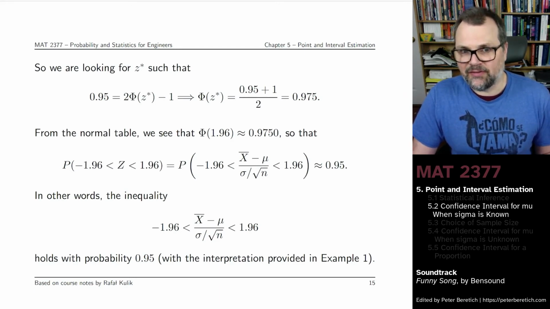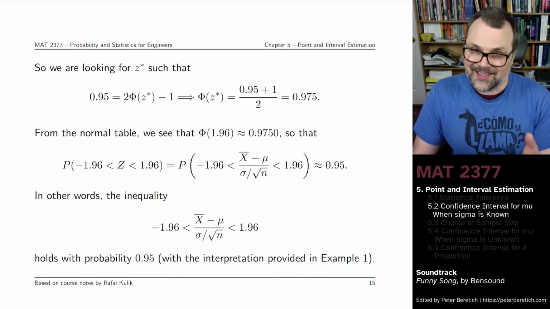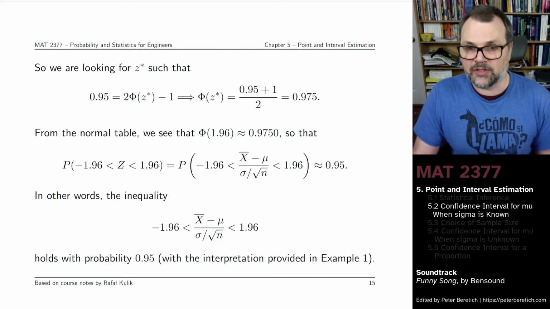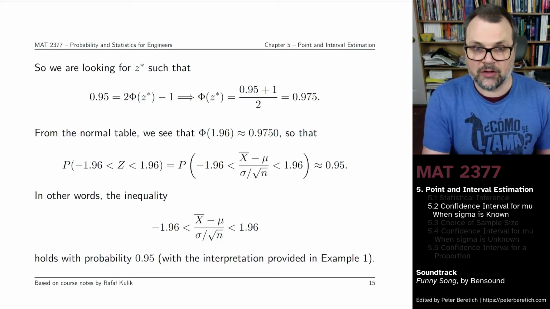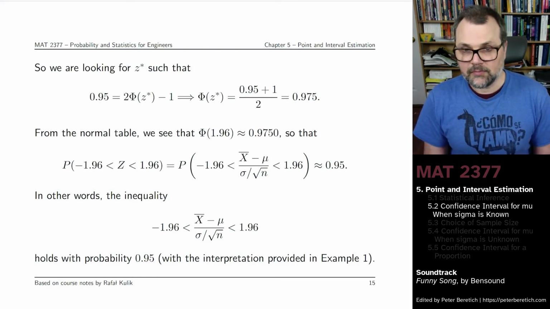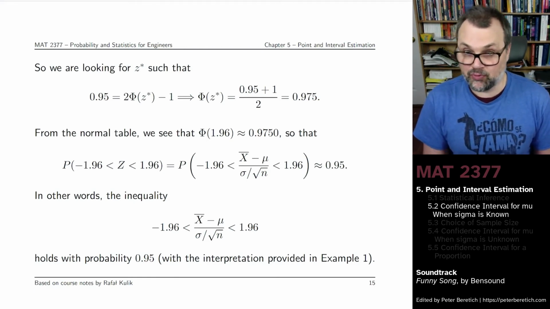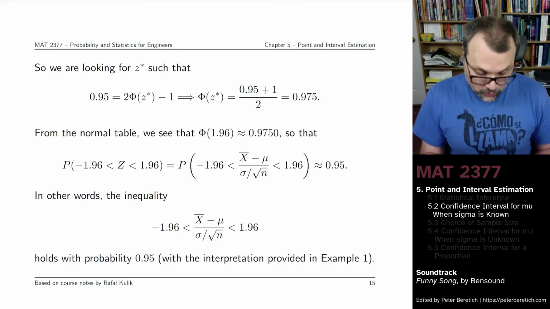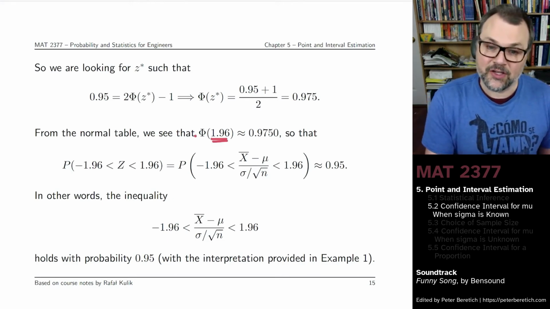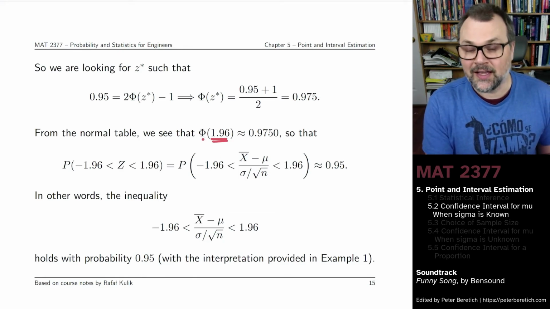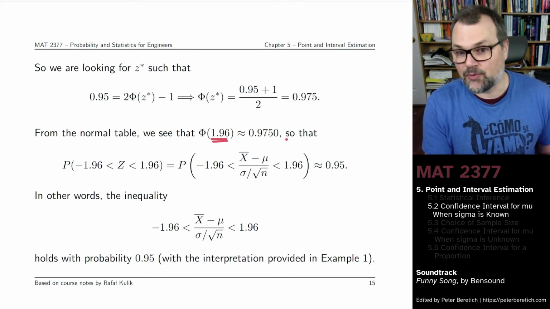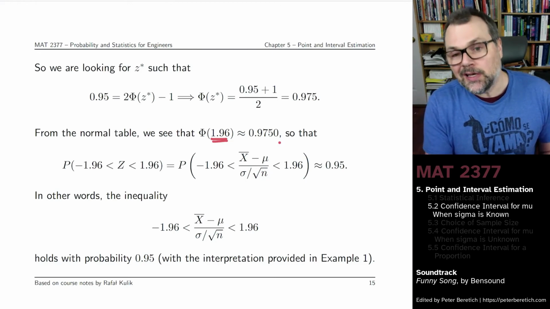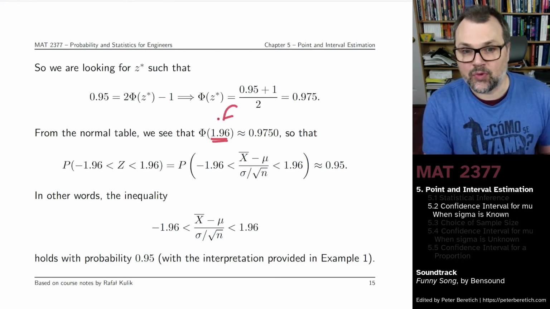95%, 0.95. So solve for phi at z star. You'll get that the critical point z star is such that phi at z star is equal to 0.95 plus 1 divided by 2. So here I just solved for phi at z star. And that value is the average between 0.95 and 1, that's 97.5%. So you look at your normal table and you find the value of z star for which phi at that value is 97.5% or close to it, and the closest value we can find is 1.96.